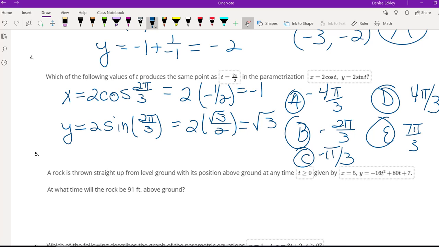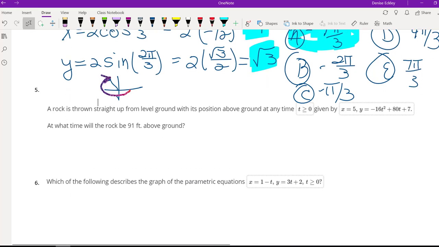So really, what you had to do is remember where 2 pi over 3 is. You're here in the unit circle in the second quadrant. Which of those angles, since they're all pi over 3 angles, is in the same place? And it would be this one, because you need a negative x and a positive y. So it would be A, because -4 pi over 3, starting here, would take you up to that point there.